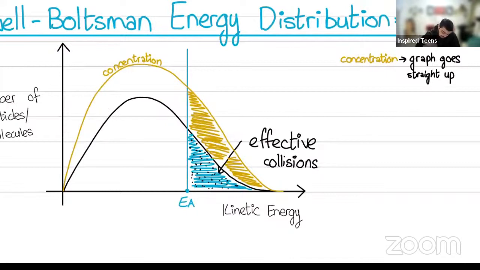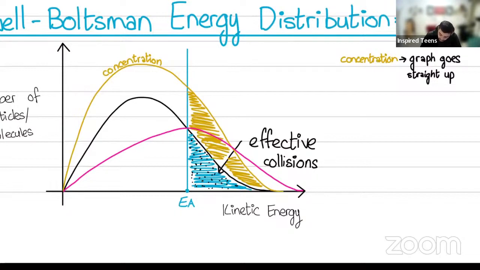Temperature basically flattens out the graph. So what happens with temperature? The graph gets flattened out like this. The graph gets flattened out, and because it gets flattened out in this way, you can see that it spreads further past the activation energy.